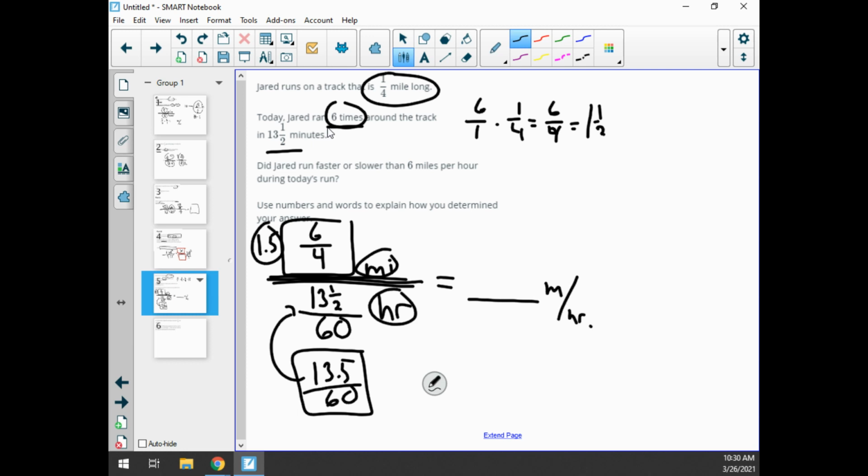Once you know how many miles per hour he went on the first day, you can compare it and see if it's bigger or smaller than 6.